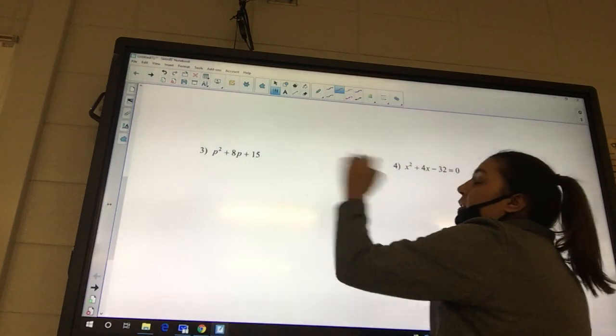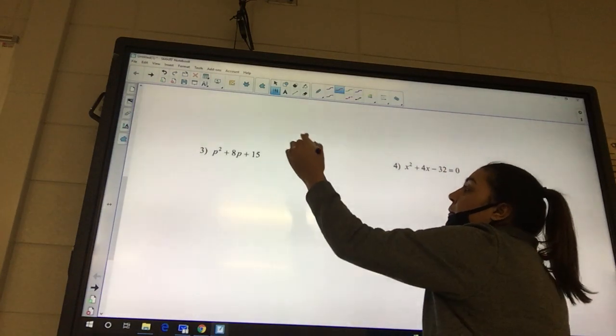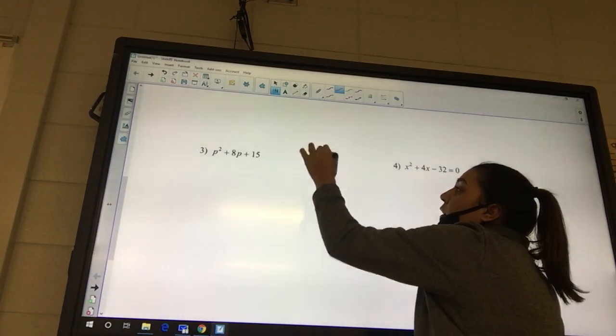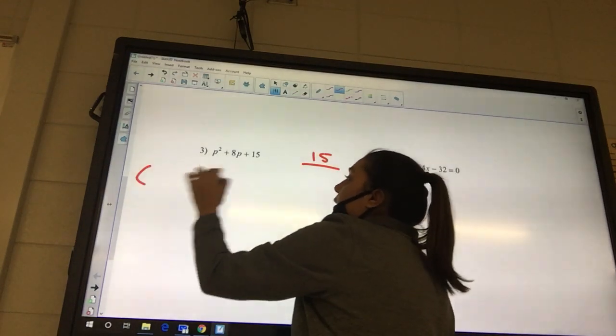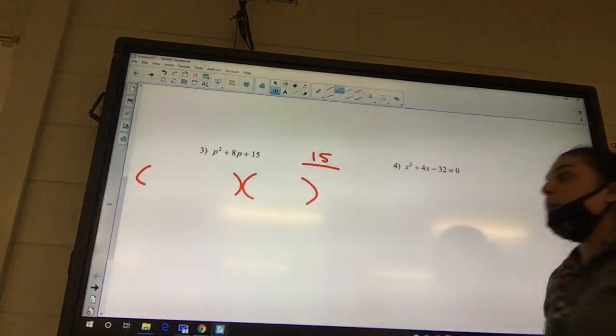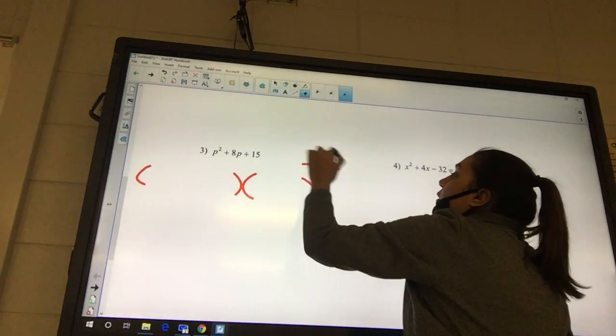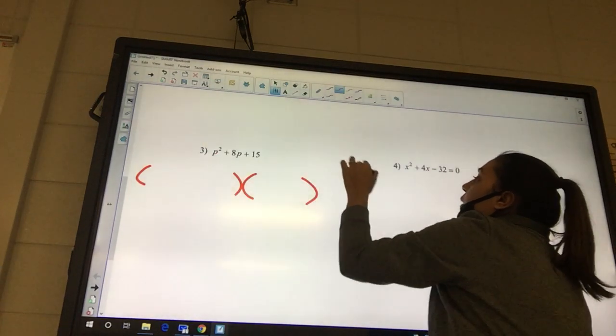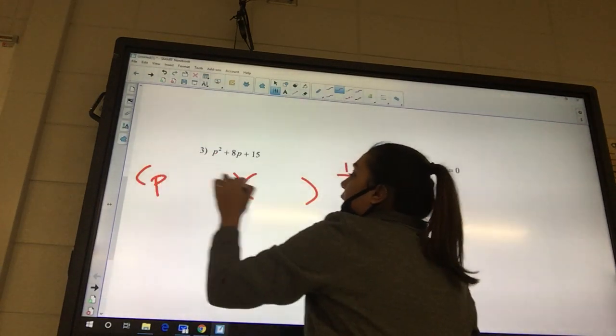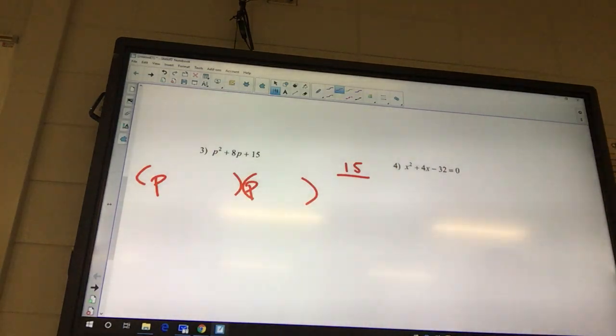Okay, we always list our C. What's our C? 15. Okay, and we're going to draw 2 sets of parentheses. How many P's do we have? 2, 3. Oh, we have 2, so we're going to fill in P and P, not 3. Well, yeah, kind of, but we're just looking at the A.